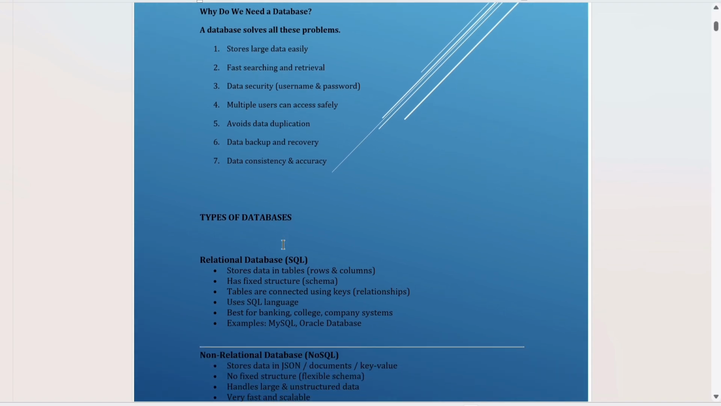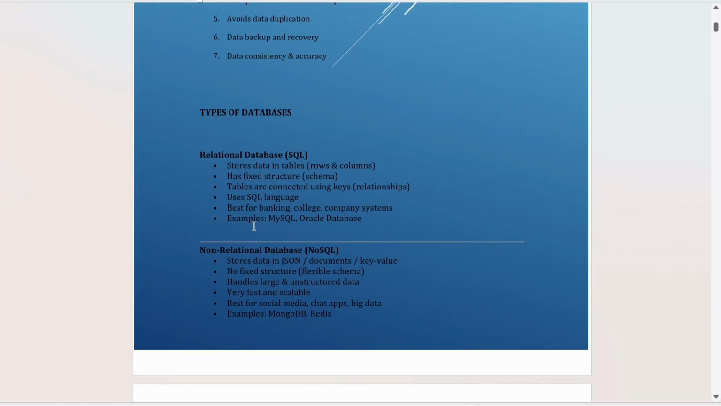The database is of two types. One is the relational database and the other is the non-relational database. In relational databases, the data is stored in the form of tables, that is rows and columns, and it has a fixed structure, and tables are connected using keys. So the relationship between two tables is maintained using the keys.